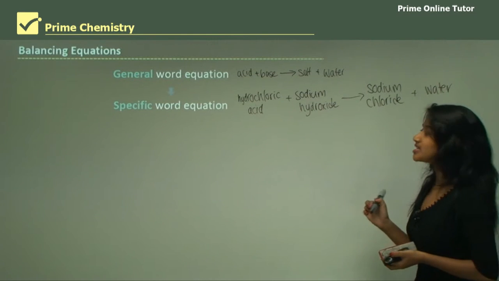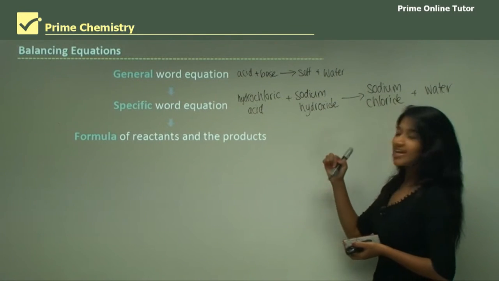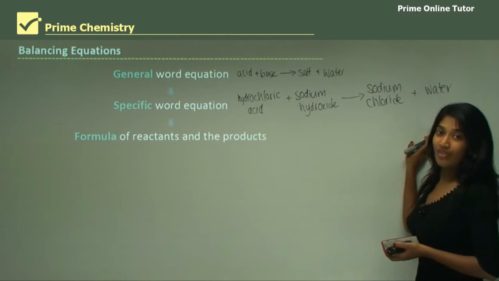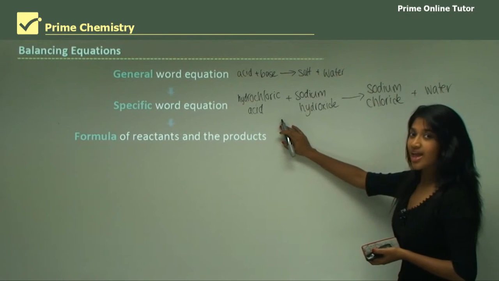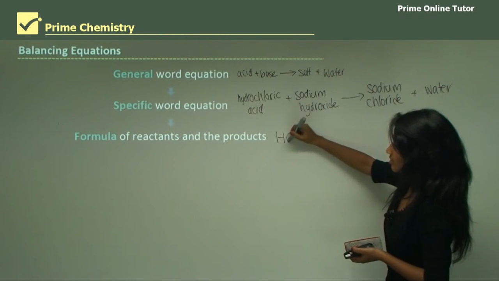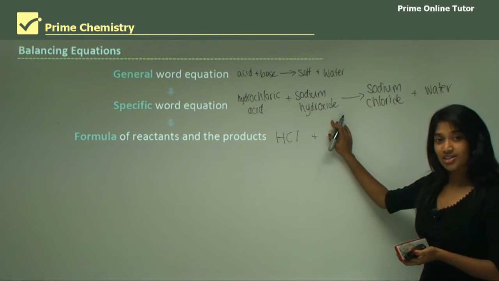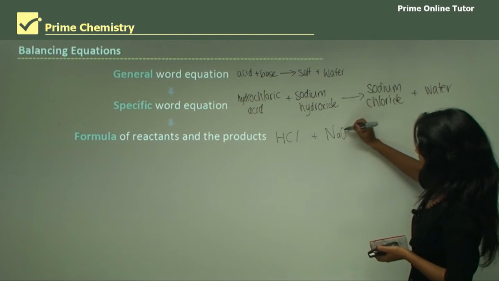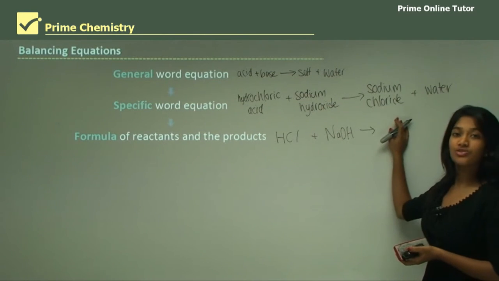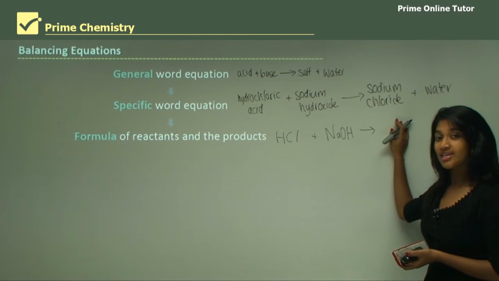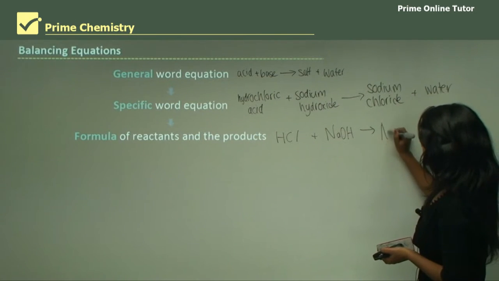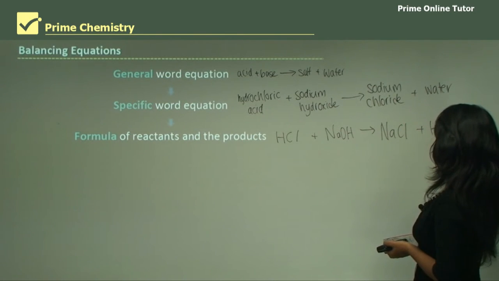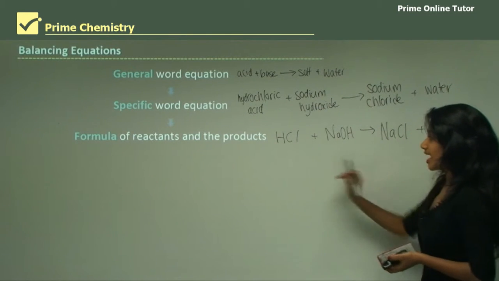Then what you would do is write your chemical word equation. In other words, you would figure out the chemical formulas for each of these and write it out. So hydrochloric acid is HCl. And then our sodium hydroxide, as we all know, is NaOH. Then this would produce sodium chloride. Sodium chloride is NaCl. And water is H2O.